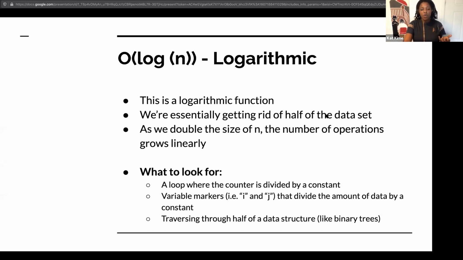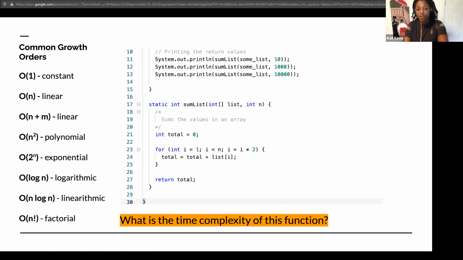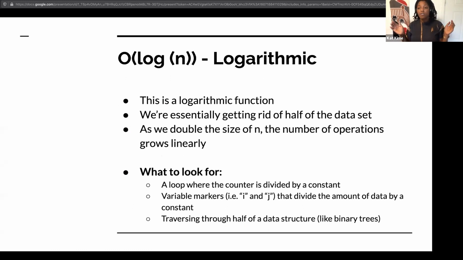So something to look out for to know when a function is logarithmic is basically what we just saw: a loop where the counter is divided by a constant. Here the counter is being divided by two, essentially. Or variable markers, like the two-pointer technique we're going over today. If you have pointers skipping over, you're not going through the entire data size. You're throwing out data. So as the size of the input increases, because you're throwing out data, the number of operations increases in a logarithmic fashion.